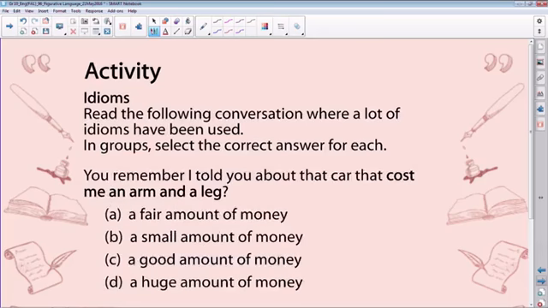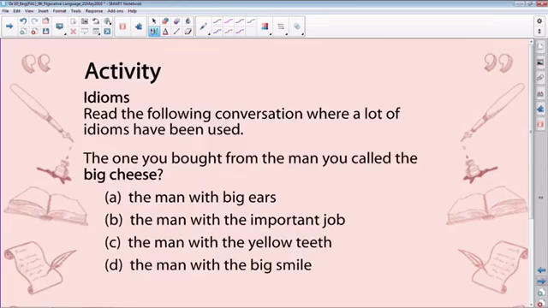Then the next one is, you remember I told you about the car that cost me an arm and a leg? I don't know if you've heard that idiom before. What does it mean? It means it cost me a huge amount of money. So D would be the correct answer for that. And then the next one is, the one you bought from the man you called the big cheese. So what does big cheese mean? Does it mean the man with the big ears, or with the important job, with the yellow teeth, or with the big smile? It's B, the man with the important job.